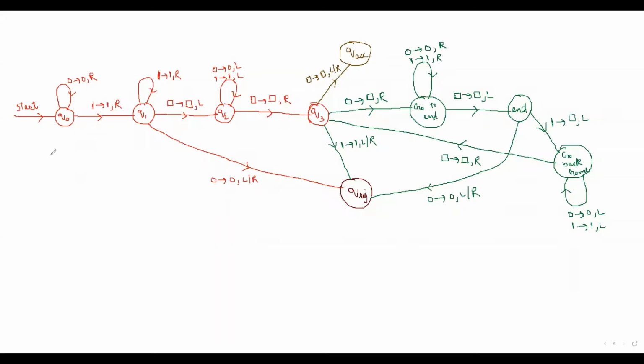So this is the complete Turing machine for L is equal to 0 raised power n, 1 raised power n. This Turing machine will accept only those strings that belong to this language. And the strings that do not belong to this particular language will end up in this Q rejected state.